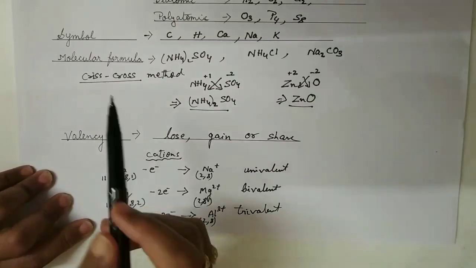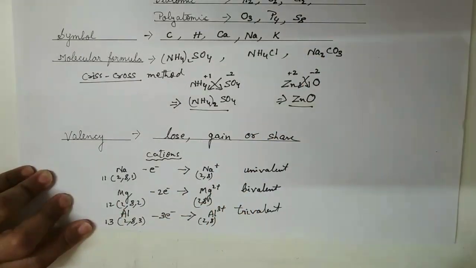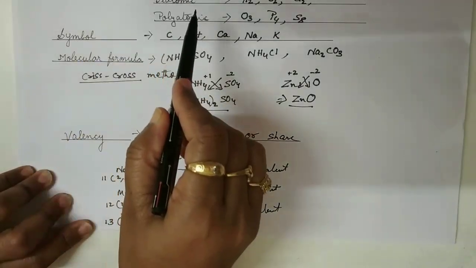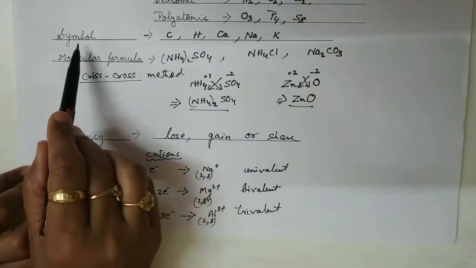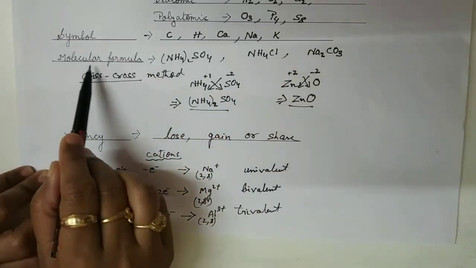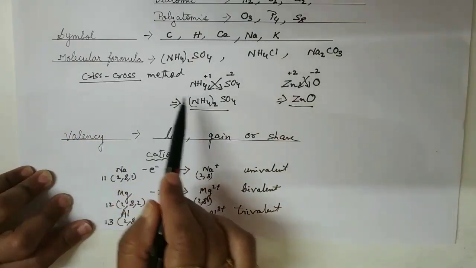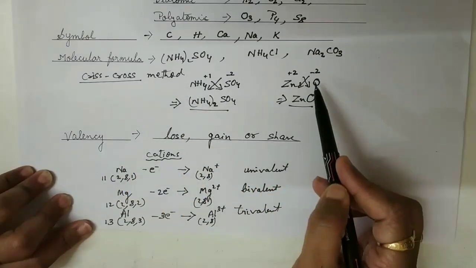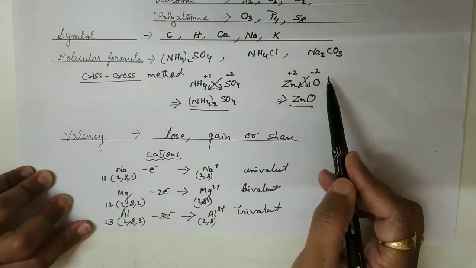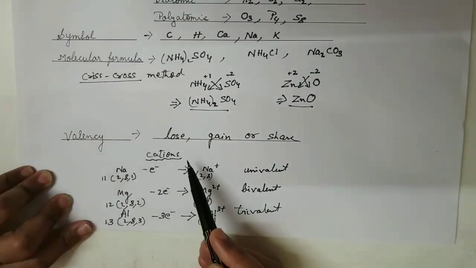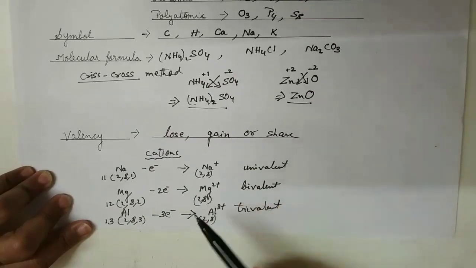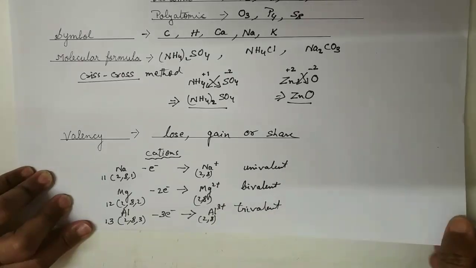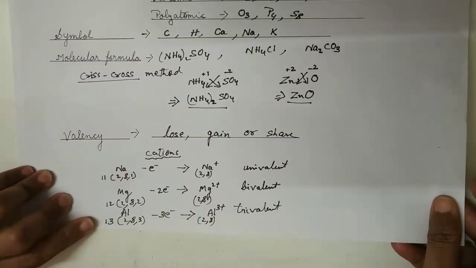So we saw that when we are just revising with the points, we saw atomicity, we revised with monoatomic, diatomic, polyatomic, giving you examples. We saw symbols, giving you examples. We saw molecular formula, also giving you examples, and the method and showing how you cancel by HCF. We saw valency, understanding, loss, gain or share, and we have now done with cations with sodium, magnesium and aluminium. Now, this was formation of cation.